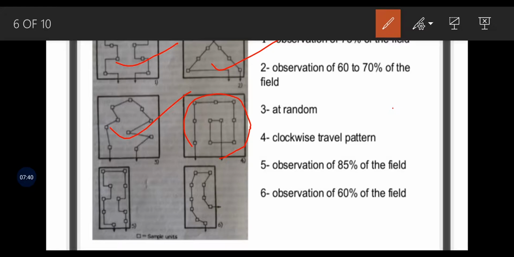The fifth count or the fifth field design is known as the best and standard one, because if he is moving in this motion, as given here, that covers about 85% of the field. So as much as he covers the field, that means more accurate results. The sixth one is observation of 60% of the field. So among all the pictures, this one is the best.